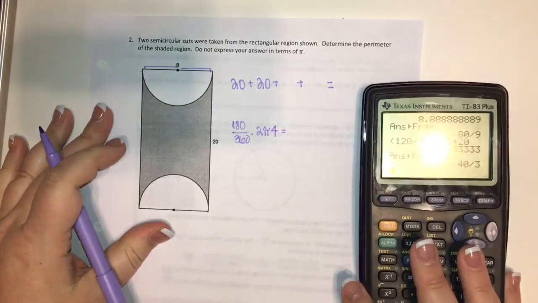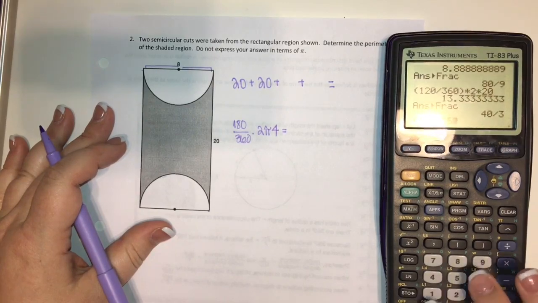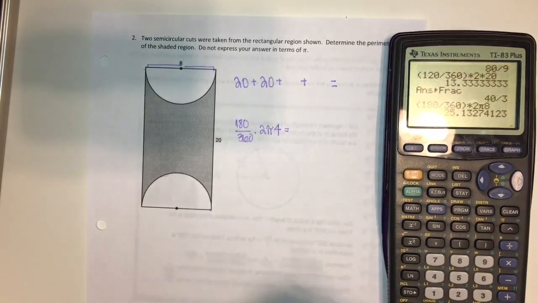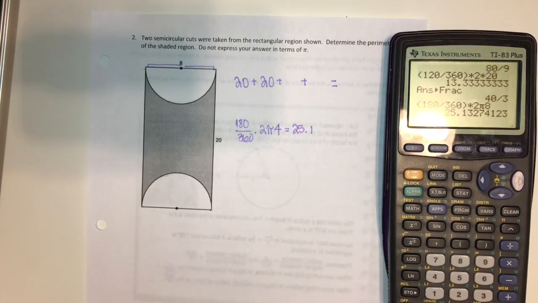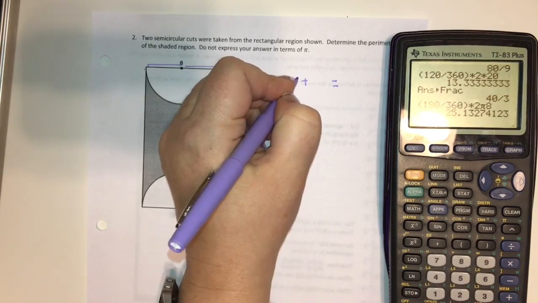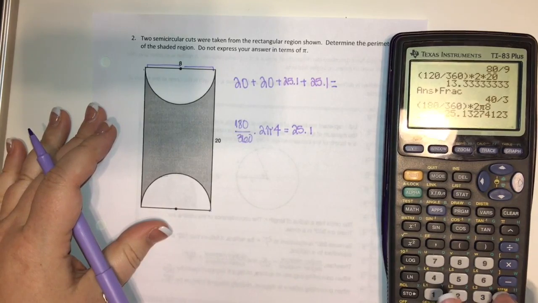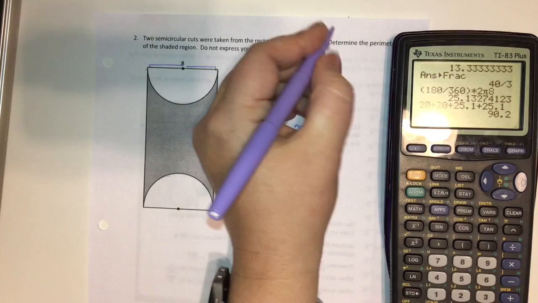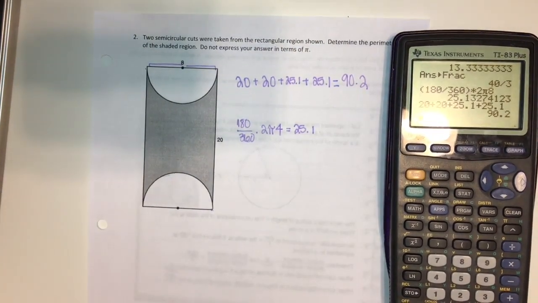I'm going to put this in my calculator. We're not leaving in terms of pi, so I'm going to stick the whole thing in. 180 over 360 times 2 pi times 4. And I get 25.1. And then I've got two of those that are going to be the same length. So 25.1, 25.1. And then I just add it all together. 20 plus 20 plus 25.1 plus 25.1. And my perimeter is 90.2. They don't give us units here, so it's just 90.2.